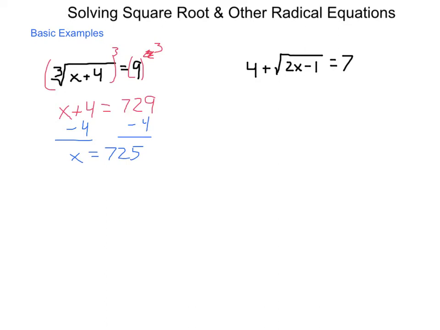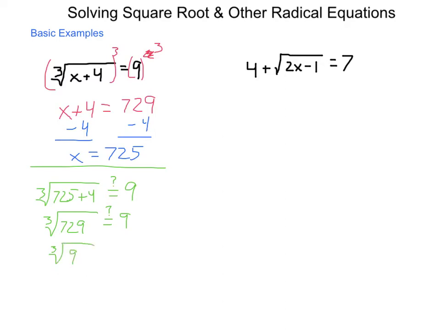So let's do that. I want to do the cubed root of 725 plus 4, and I want to know, is that equal to 9? Order of operations, group first. So I have the cubed root of 729. Want to know, is that equal to 9? Well, this is the cubed root of 9 cubed. Is that equal to 9? And I get 9 equals 9. So this checks out.